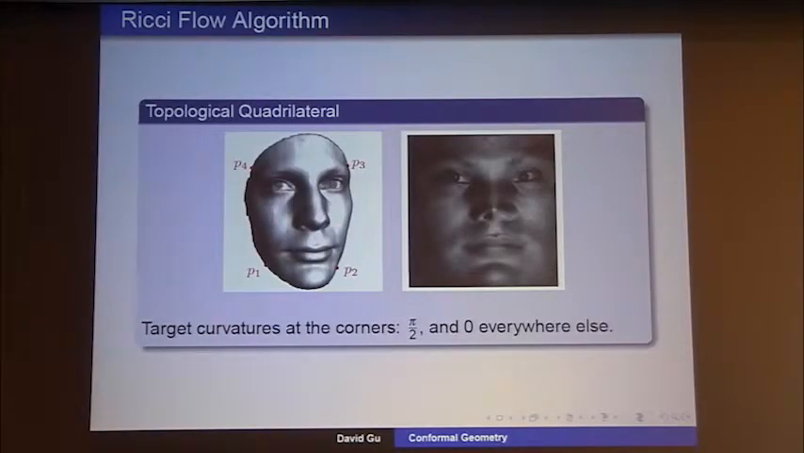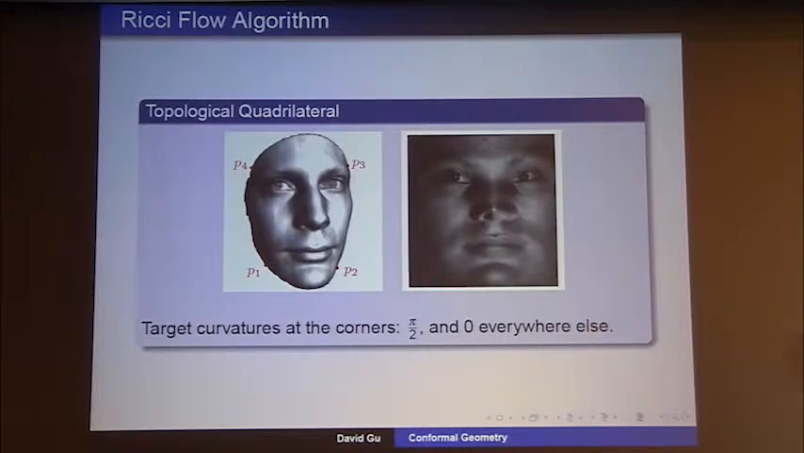Now let me explain how we compute conformal mappings. Suppose here we have a human face, represented as a triangle mesh. Then on the boundary, we choose 4 points, P1, P2, P3, P4. Then we set the target curvature. The target curvature for each interior vertex is 0, because it's a flat interior. Then we want to map this curve on the boundary, P1 to P2, to be a straight line. So this means the geodesic curvature here must be 0.